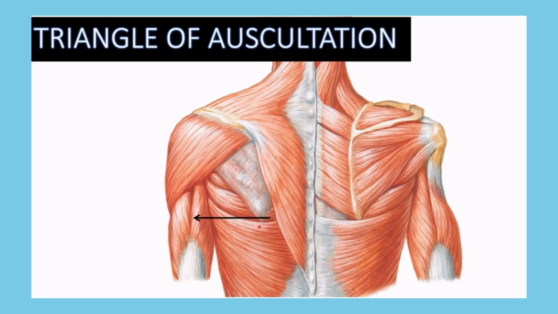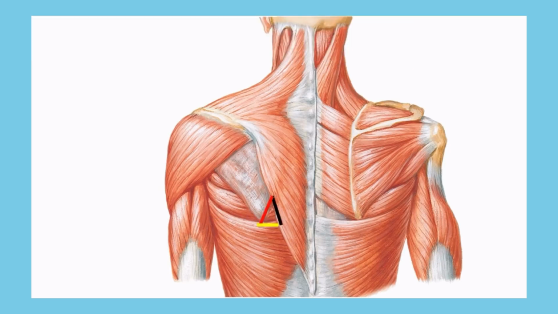Triangle of auscultation is a small triangular interval bounded medially by the lateral border of the trapezius, laterally by the medial border of scapula, and inferiorly by the upper border of latissimus dorsi. The floor of the triangle is formed by the 6th and 7th rib and 6th intercostal space and the rhomboid major. This is the only part of the back which is not covered by big muscles.